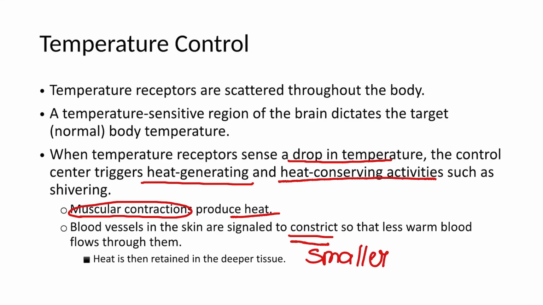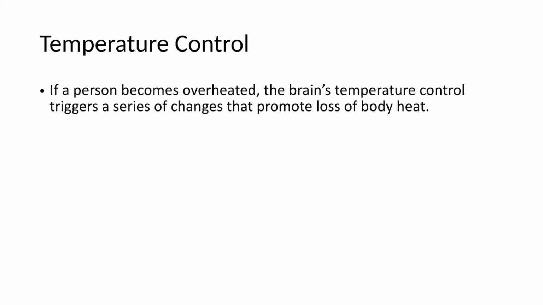And what this enables is that less warmth from the blood will flow out of it. Okay, so when you make the blood vessels smaller, it conserves heat that way. And that heat is retained in the deeper tissue. Now, if a person becomes overheated, there would be a different mechanism. And this will promote the loss of body heat.